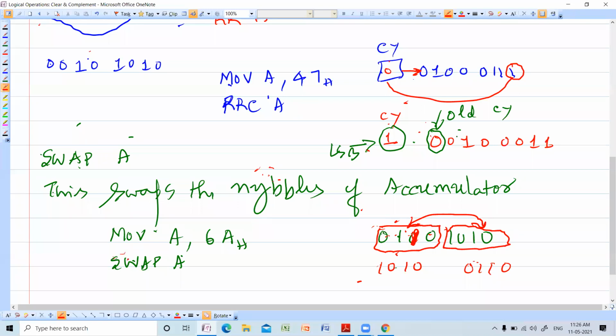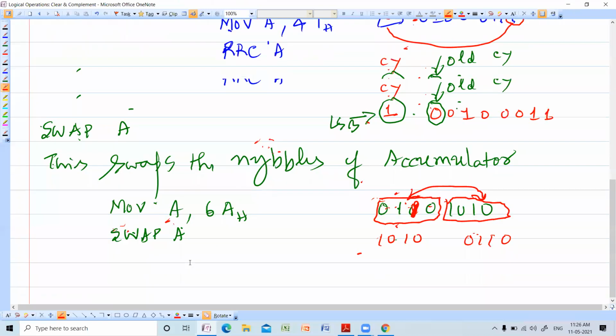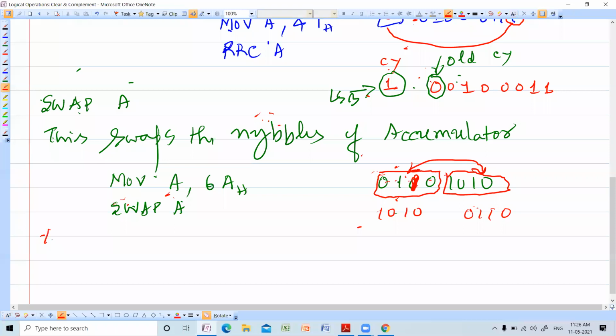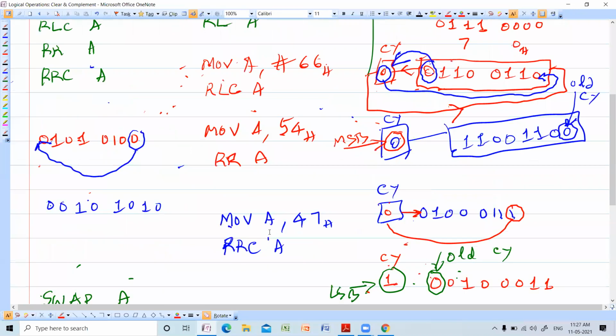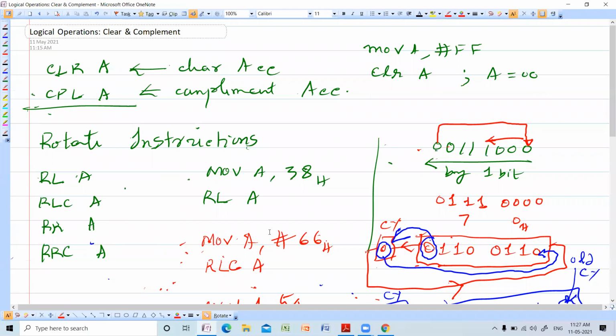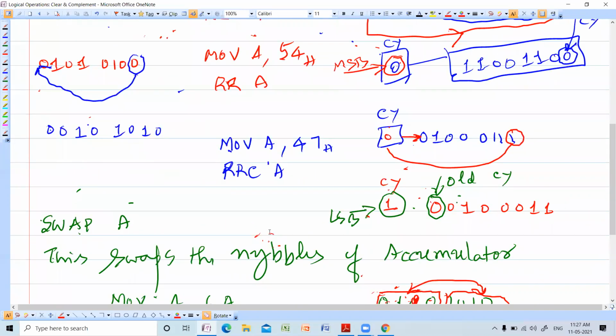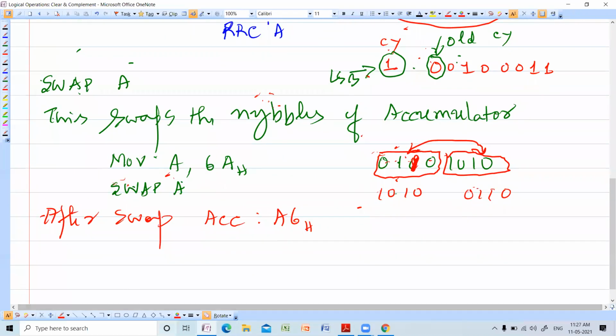After swapping, the accumulator will have A6. So this is the swap operation. This completes the logical operations.